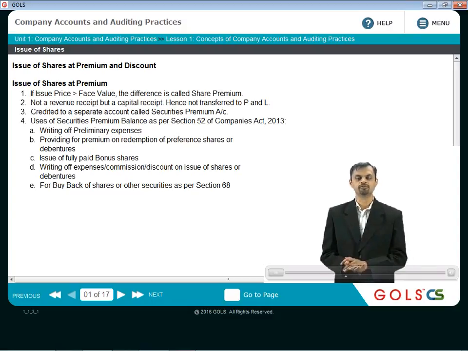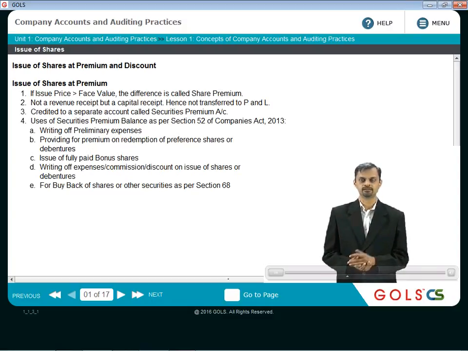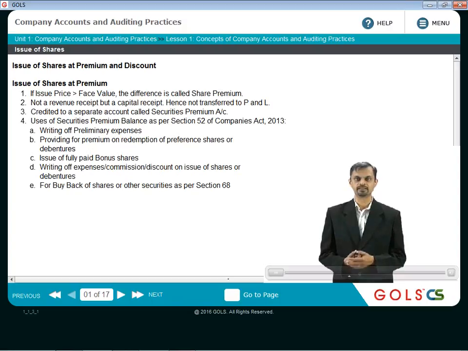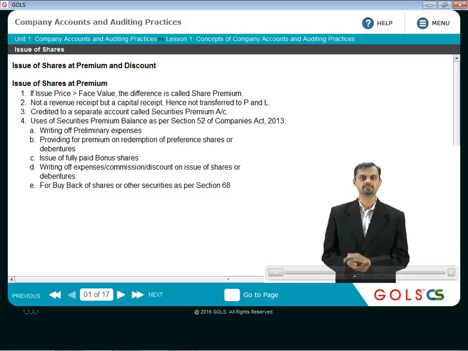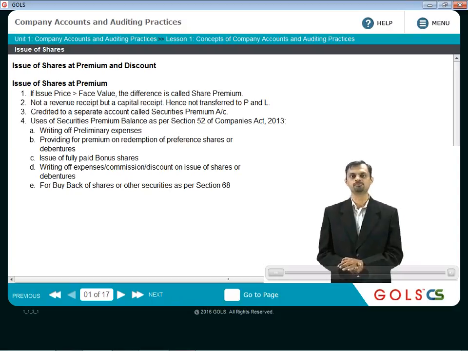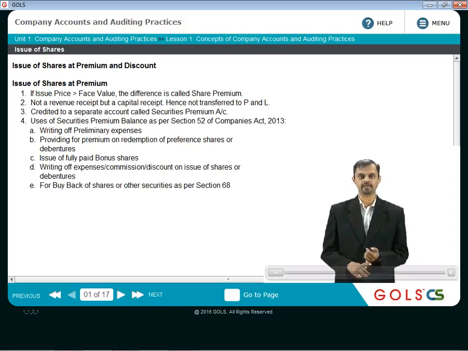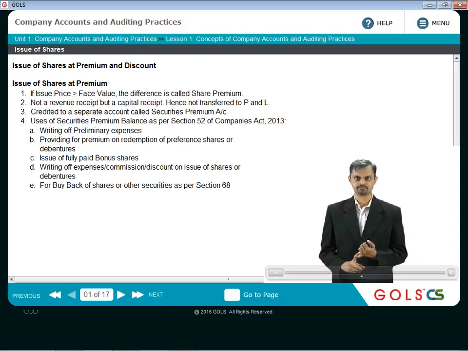Now as per section 52 of Companies Act 2013, securities premium balance can be utilized only for certain selected purposes. It cannot be utilized for any purpose not mentioned in this particular section. So what are those purposes for which the securities premium balance can be utilized? A, to write off the preliminary expenses. B, to provide for premium on redemption of preference shares or debentures.